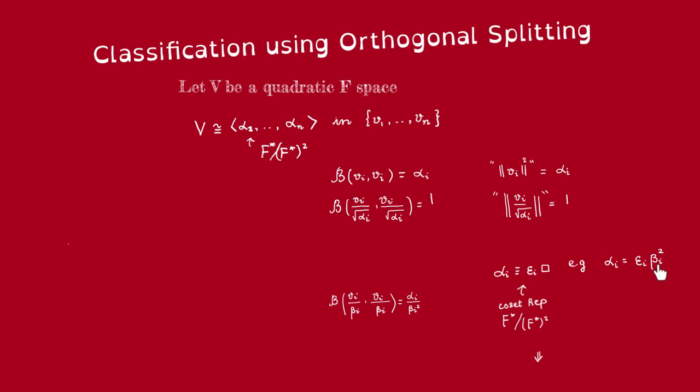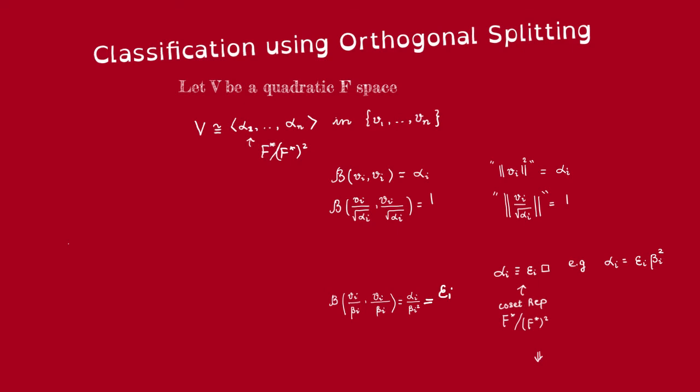So let's say alpha i, up to a square, is this: alpha i is beta i squared times epsilon i. So epsilon i is a coset representative of alpha i in F star mod F star square, right? So you can think of beta i as a closest square root of alpha i. Then if we take the norm of Vi over beta i, what do we get? We just divide alpha i by beta i squared, so this is just epsilon i.